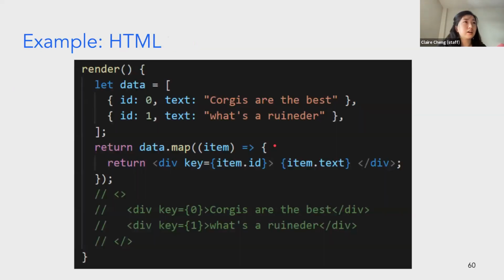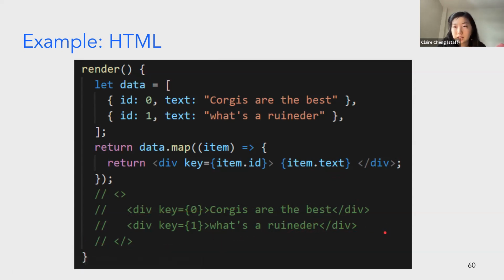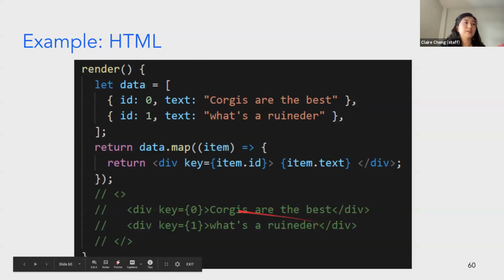So a more concrete example: let's say we have a list of 2 objects and each of them has an ID and text, similar to the example from before. And we want to render something like this. Here we have 2 elements in an array, so we can literally just type it out like this. But let's say we have 50 items in an array or 100. We don't want to keep typing out divs, like corgis are the best, corgis are the best. That's just terrible, right?